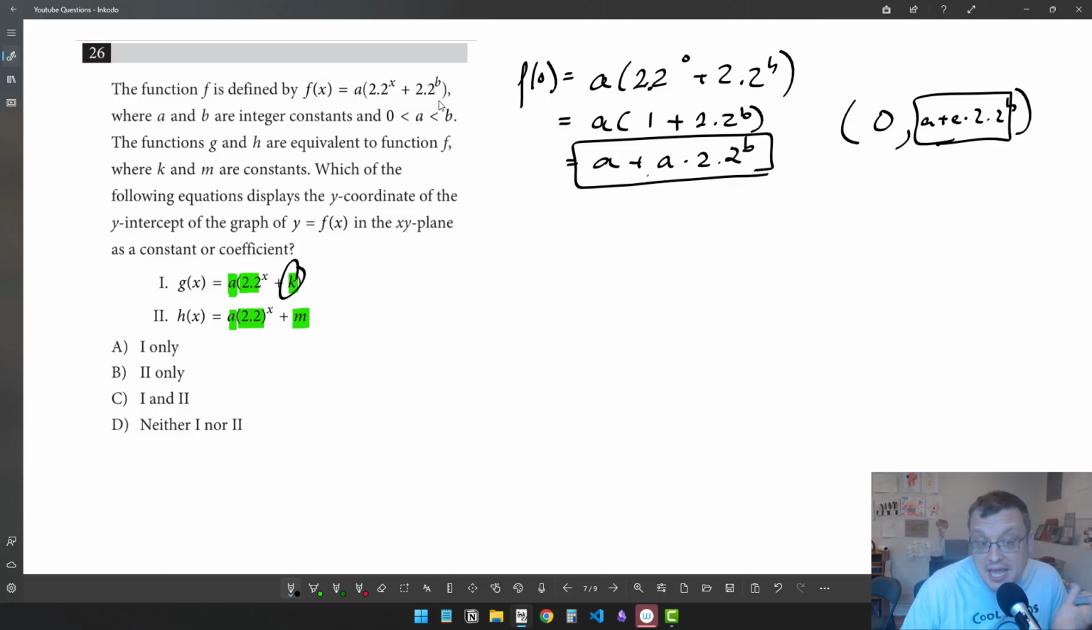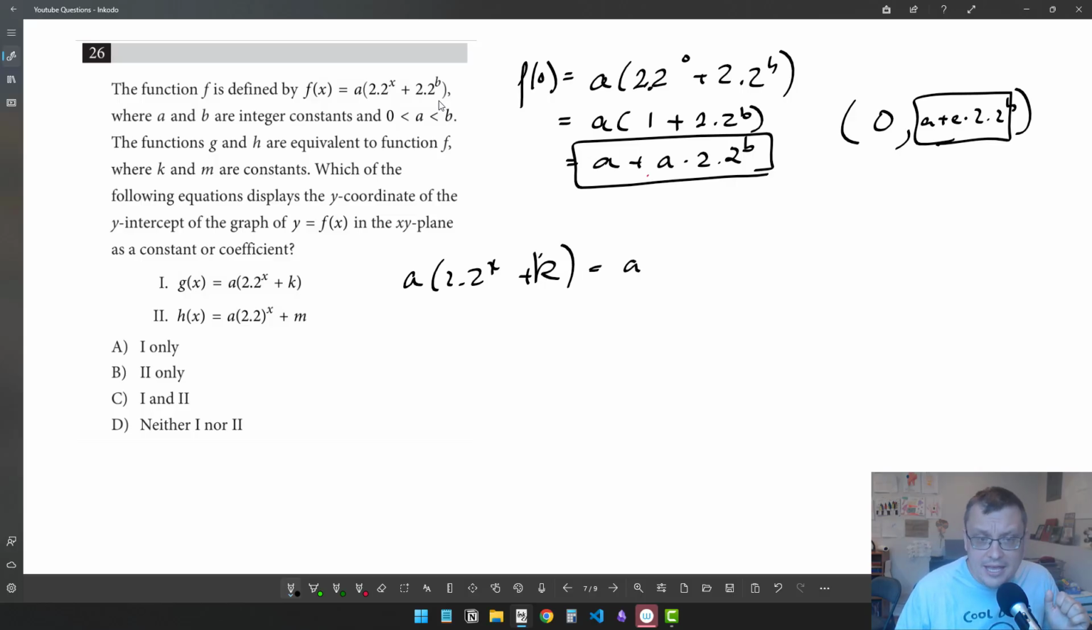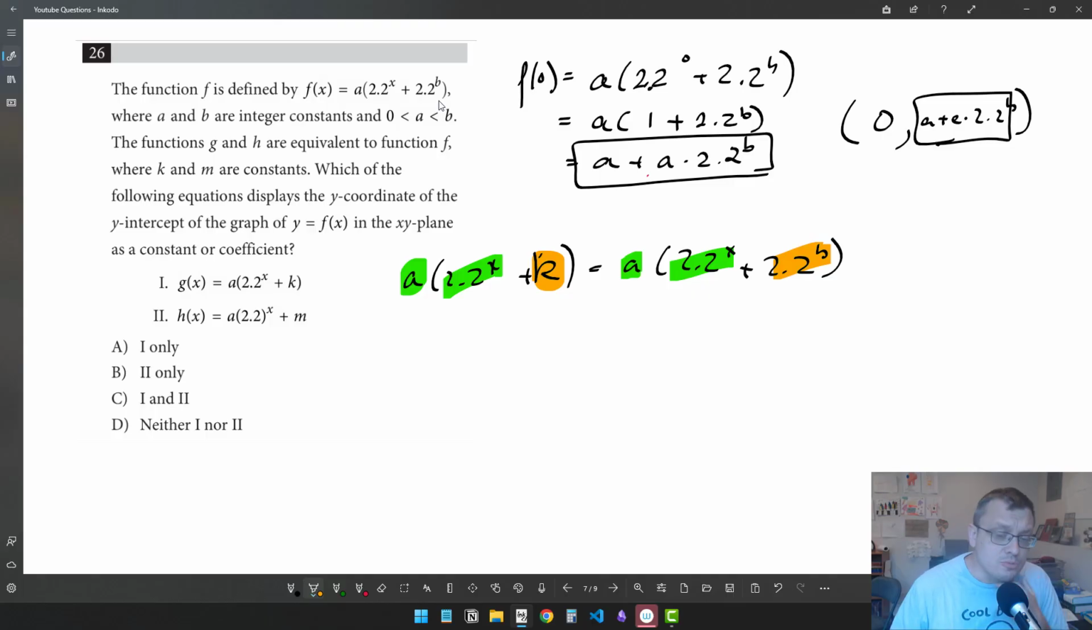Maybe it turns out that's what k equals, in which case Roman numeral 1 could work, but we have to do more investigation of these exactly. Remember, they said, starting with Roman numeral 1, that these are equivalent to the original function. So a times 2.2 to the x plus k has got to equal a times 2.2 to the x plus 2.2 to the b. And so with this analysis, what do we see? Well, we know a is just a, so fine. 2.2 to the x matches the 2.2 to the x. And that must mean, in order for these to be equivalent, the value of k is 2.2 to the b.